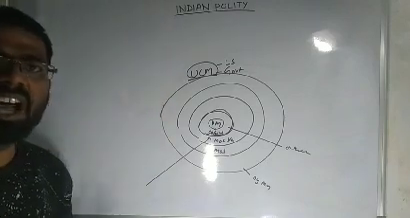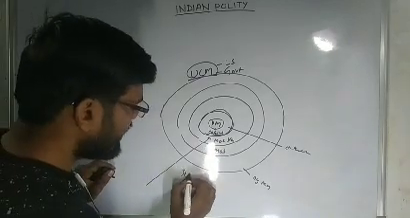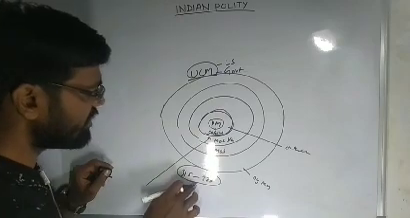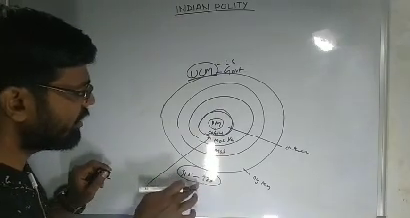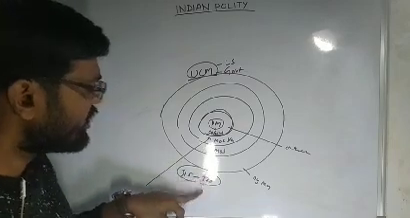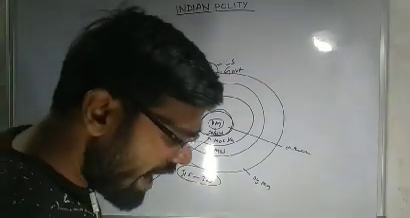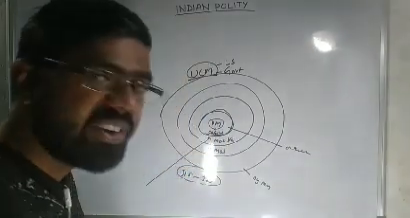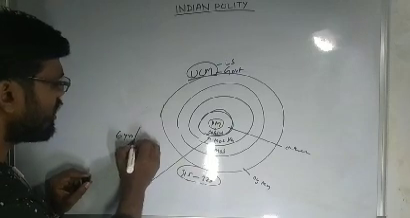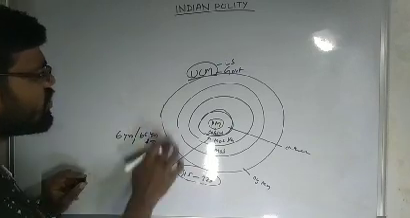Generally, the president appoints the chairman of OPSC. Under Articles 315 to 323, the jurisdiction has been laid down in the Indian Constitution, 315 to 323 for the chairman of UPSC. A question was asked in 2018: what is the tenure of the chairman of UPSC? It is 6 years or 65 years of age. Which one is earlier?